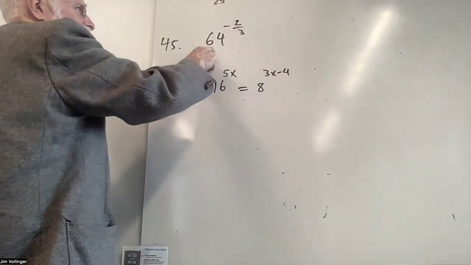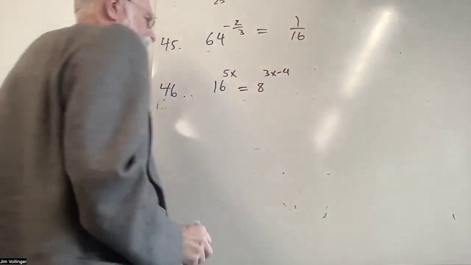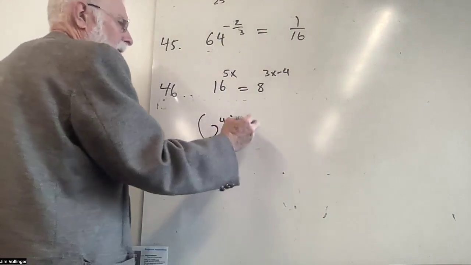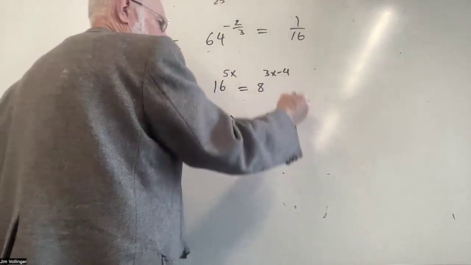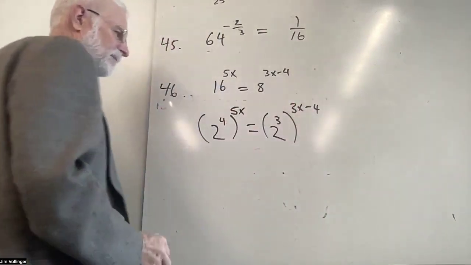So I hope you know you got to flip it. Then you got to take a square root. Cube root of 64, 4 to the negative 2, 1 over 16. Equation, 16 is 2 to the 4, and 8 is 2 to the 3. And if I raise that to 3x minus 4, then the exponents have to be the same.